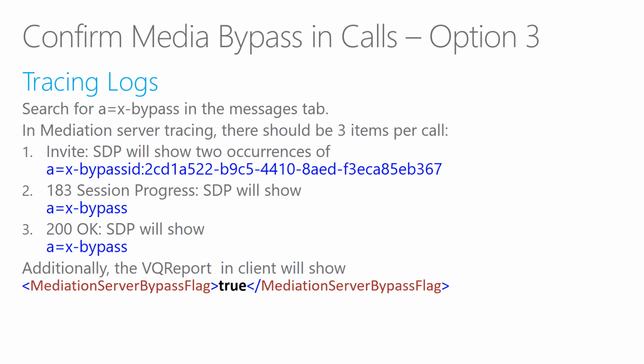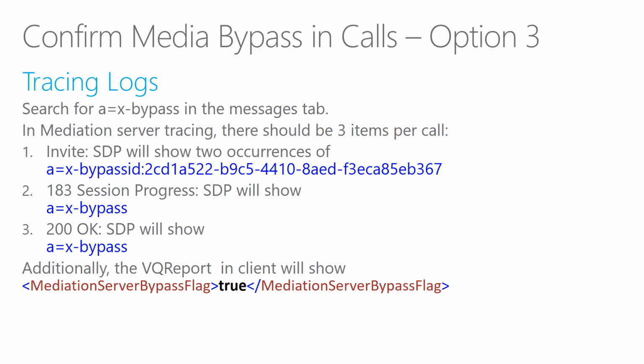Confirm media bypass in calls. We can also confirm that media bypass is in use by looking at our tracing logs. We can search for a=x-bypass in the Messages tab when opening a tracing log in Snooper. In mediation server tracing, there should be 3 items per call. Invite SDP will show 2 occurrences of a=x-bypassid with our Cloud Connector bypass ID starting with 2CD. The 183 Session Progress SDP will show a=x-bypass, as will the 200 OK.